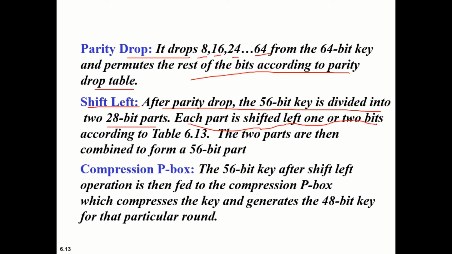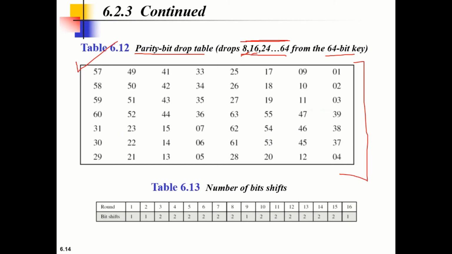So for rounds 1, 2, 9 and 16 there will be one shift, and for the rest of the rounds there will be 2 shifts. The two parts are then combined to form a 56-bit part. We have this table also for the shifting. This is telling you that rounds 1, 2, 9 and 16 have only a 1-bit shift and the rest of the rounds have a 2-bit shift.